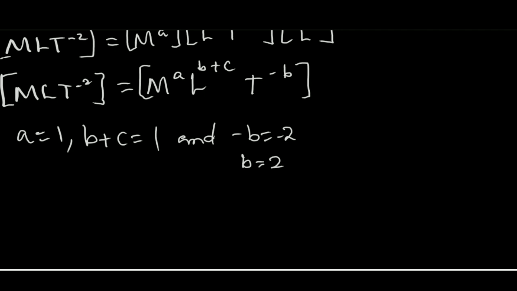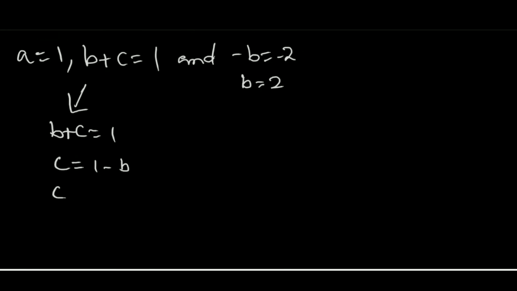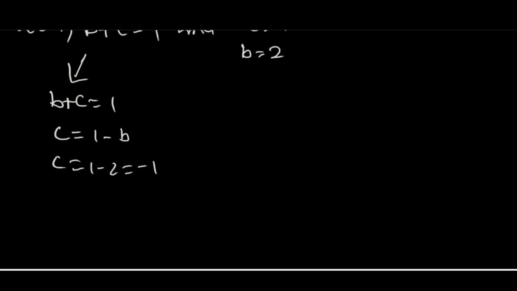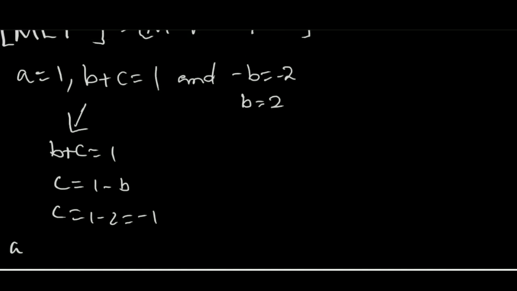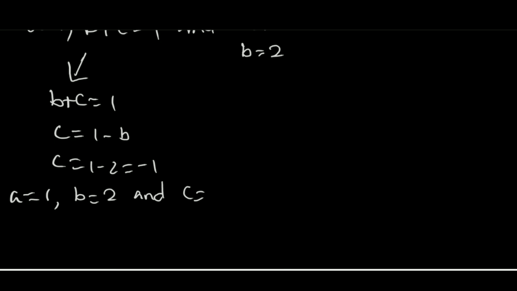Let me find c. So from this second expression, which is b plus c equals 1, I'll make c the subject, so it will be c is equal to 1 minus b. And since I know b to be 2, it means that I have my c to be 1 minus 2, and this gives me negative 1. So I have that a is equal to 1, b is equal to 2, and c is equal to negative 1.